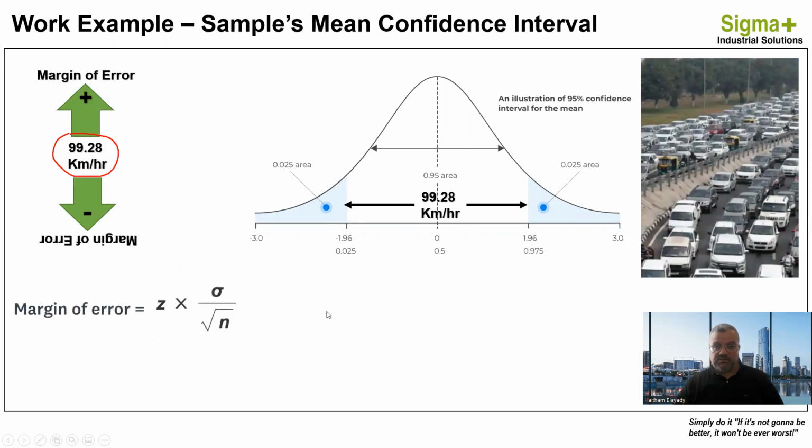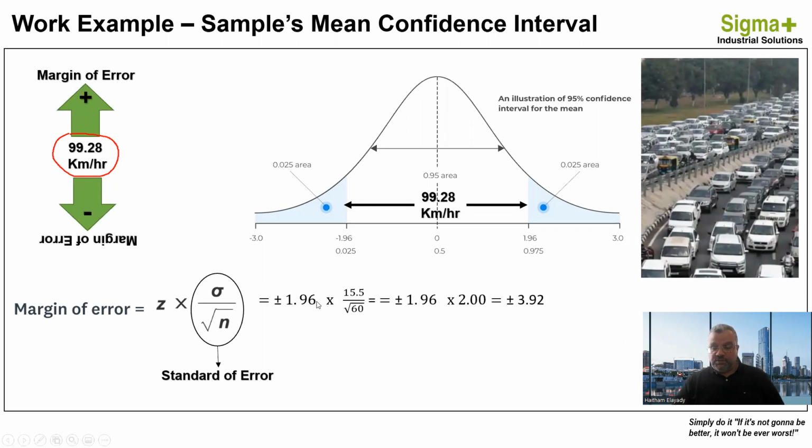To do that, we can implement the formula of the margin of error, which is the z-score multiplied by the standard deviation over the square root of n, where n is the sample size. This formula is known as the standard error, where sigma is the standard deviation of the population. Now we can plug in our values: the z-score is plus and minus 1.96, multiplied by the standard deviation of the population, which was 15.5, divided by the square root of the sample size, which is 60.